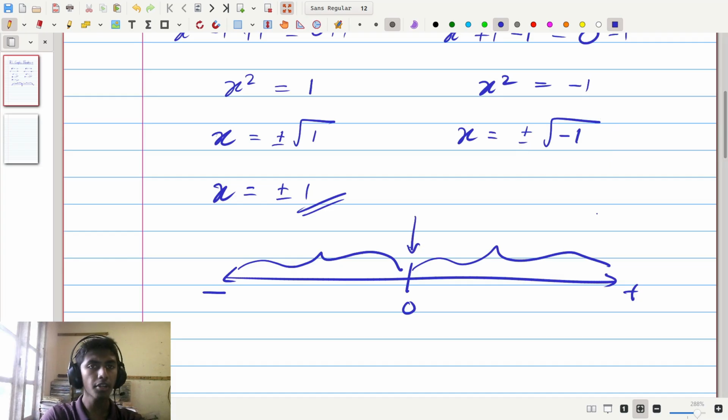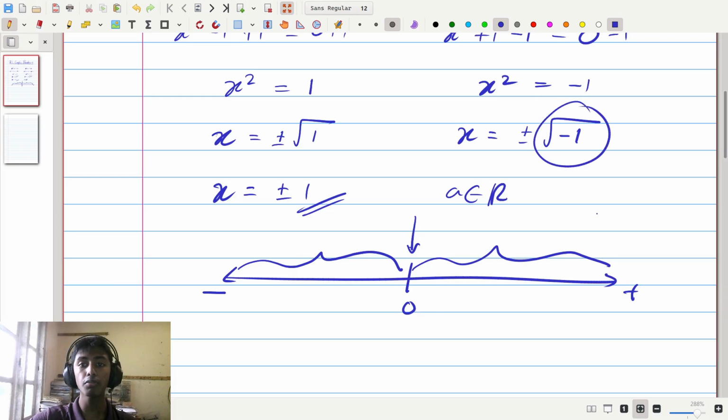So, it's not a negative number, it's not a positive number, and it's not 0. That means that it is not an element of the real numbers, since we've covered all possibilities for a real number. If a is an element of the real numbers, then a is either positive, negative, or 0. And as we've clearly seen here, the square root of negative 1 cannot be positive, it cannot be negative, and it is not 0. So that means that this thing right here, the square root of negative 1, is not an element of the real numbers.